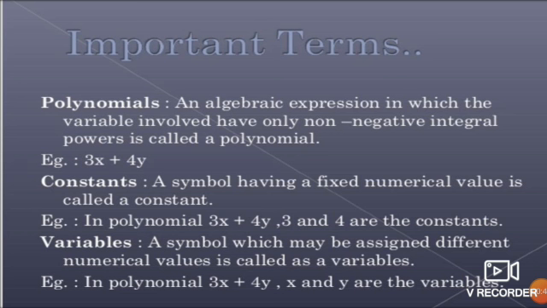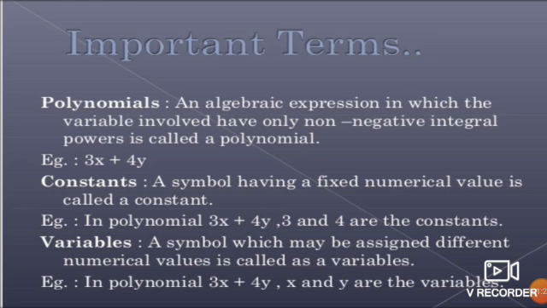Next, constants. A symbol having a fixed numerical value is called a constant. In the polynomial 3x plus 4y, 3 and 4 are the constants. First, you can understand what constants are. Constants mean fixed value. Now, you can observe the polynomial. What is the polynomial here? 3x plus 4y is the polynomial. 3 and 4 are the constants with fixed values. Whatever x and y are, they don't have a fixed value.